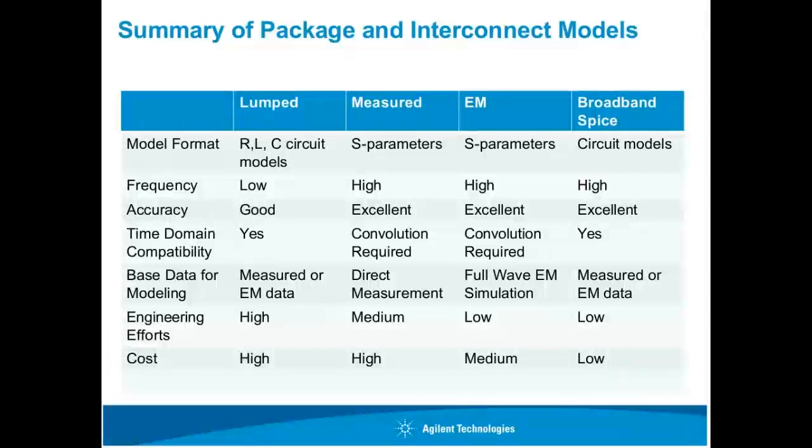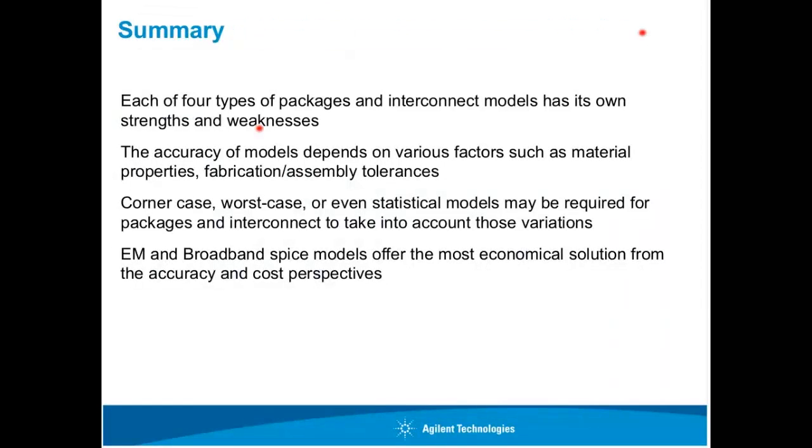So, as a summary of this presentation, each of the four types of package and interconnect models has its own strengths and weaknesses. The accuracy of models basically depends on various factors such as material properties and fabrication and assembly tolerances. So we need to understand these factors, not only try to match up the one EM data to the measured data. That will be very, very difficult.